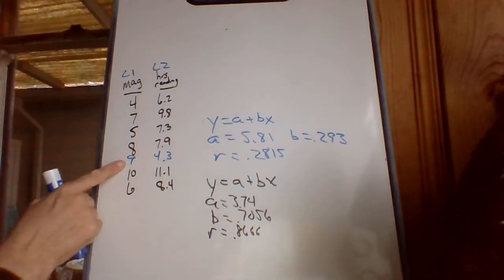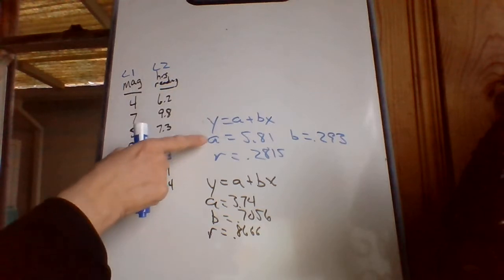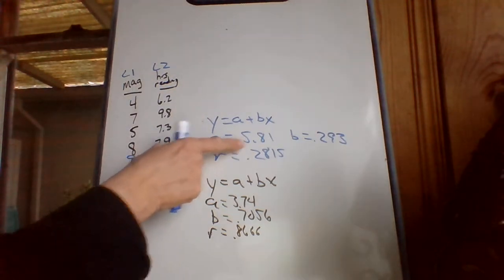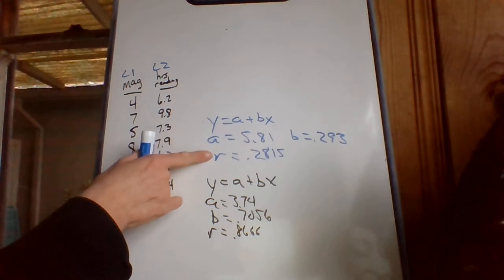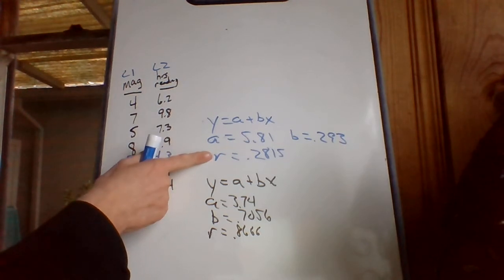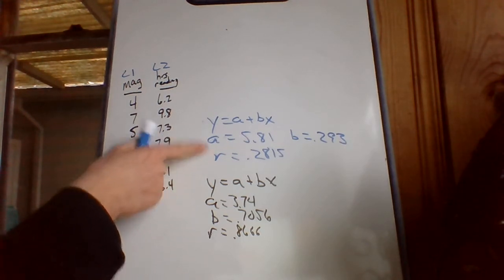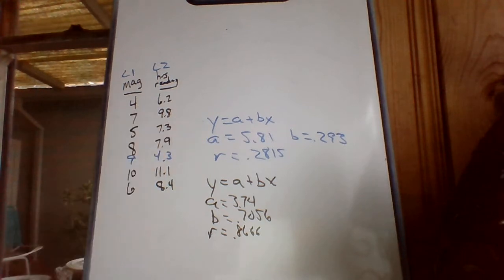Now, the blue here is, well, I still left that little old lady in, and I put all that into my calculator. My calculator told me A is 5.81 and B is 0.293, which you buzzed on past because you didn't need it. Okay. And honestly, when you've buzzed on past, if it turns out that R says it's not correlated, then this stuff right here is meaningless.